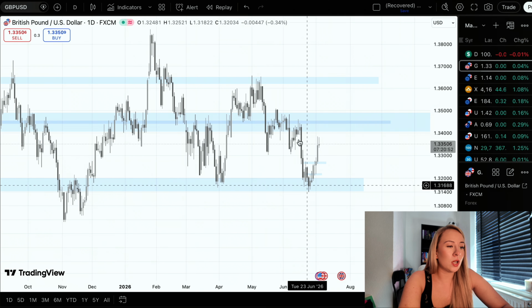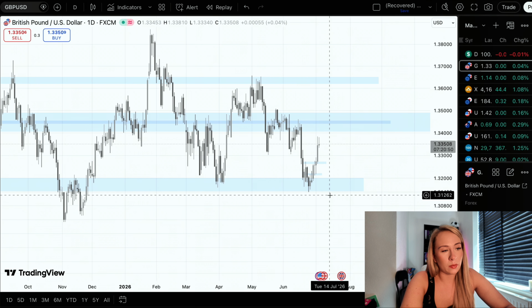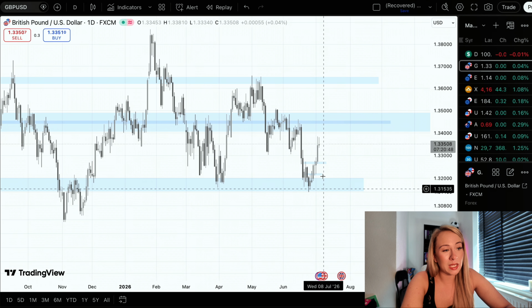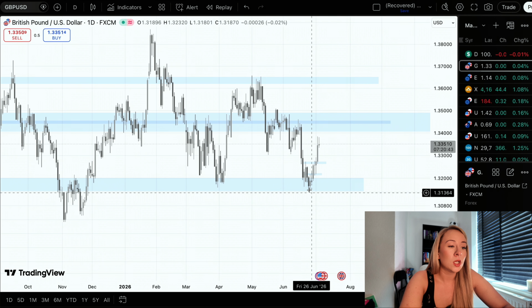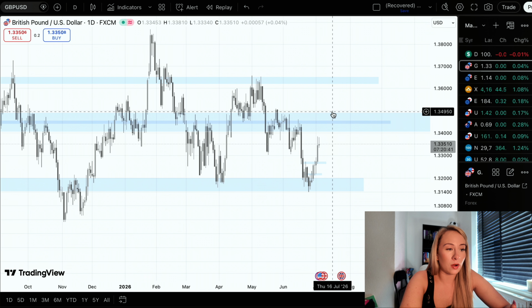So here you can see better the kind of market structure that we're looking at. Right now, we are particularly trending to the downside. However, we have hit a huge level of support, which I have been trading off the back of.